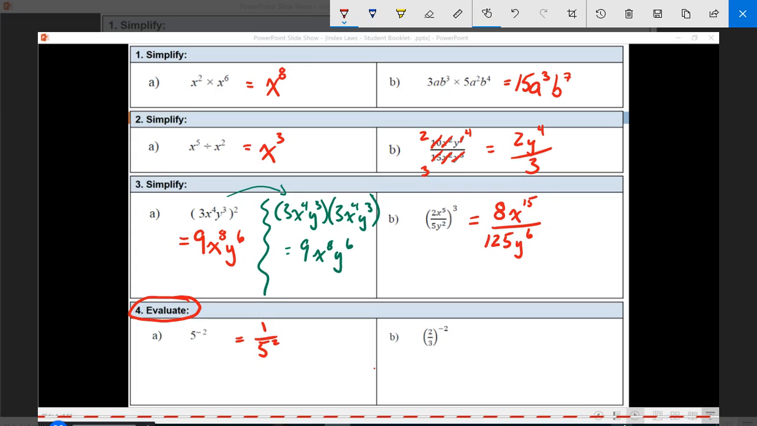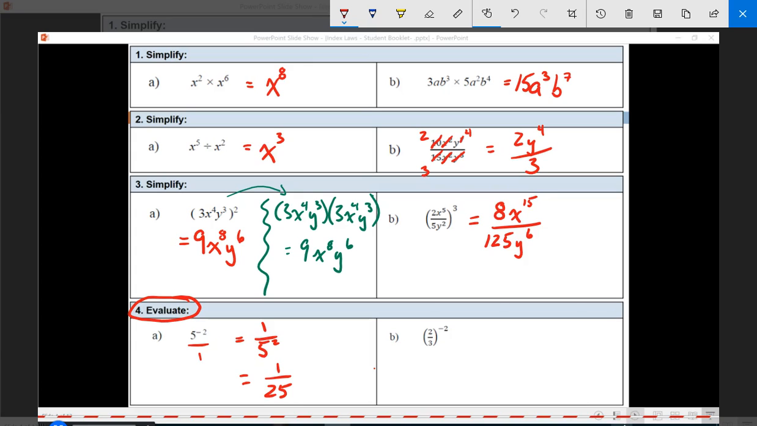Because if I wanted to, I could have put the 5 to the negative 2 over 1, right? And then move the 5 to the negative 2 to the bottom of the fraction, changing the sign of the power. So guys, this then just equals 1 over 25. And that's good enough. Okay.